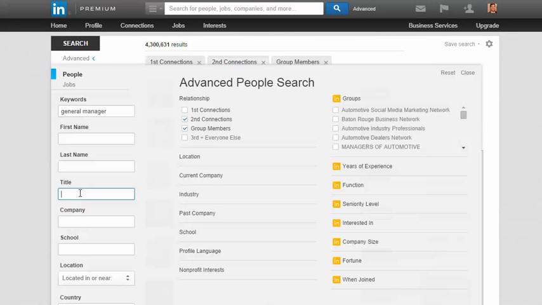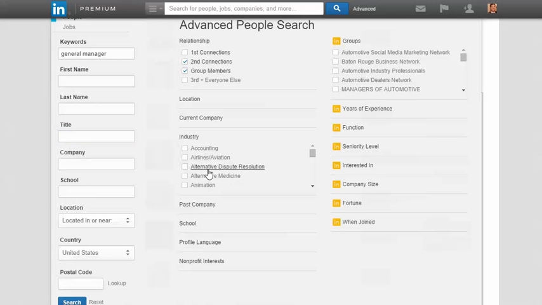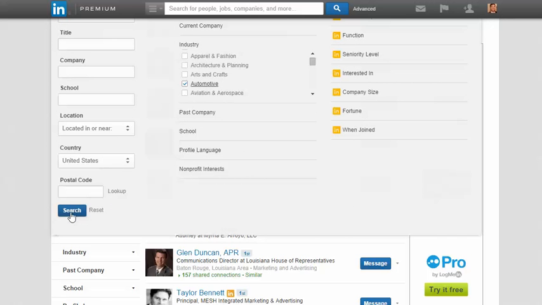Now in this case, I'm targeting general manager, and the reason I'm doing keywords rather than title is because if this person has moved on and was a general manager but is now an owner, I want to target that person. And if they had the title general manager in their profile at any point, then this is going to find them. I'm also going to click industry. So I'm going to actually look in a specific industry. So I'm looking in automotive, and I'm going to go ahead and click search.